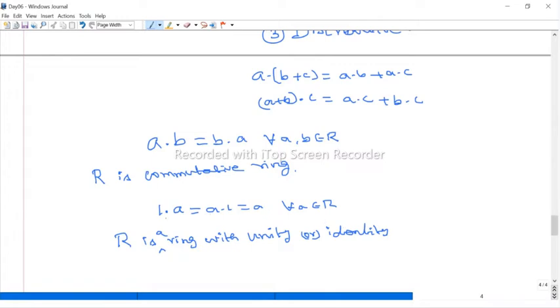Again, not all rings contain this identity. For example, if you take 2Z, multiples of 2, that is 0, plus or minus 2, plus or minus 4, and so on, all multiples of 2. This is a ring. It's even a commutative ring, but it is not a ring with identity because 1 is not there. Therefore, some rings do not contain the unity. If the ring contains the unity or identity, we say it is a ring with identity.